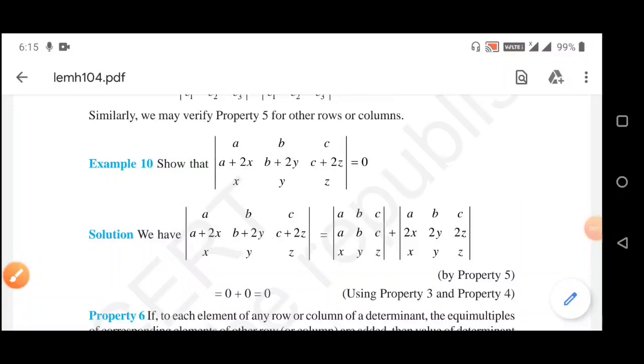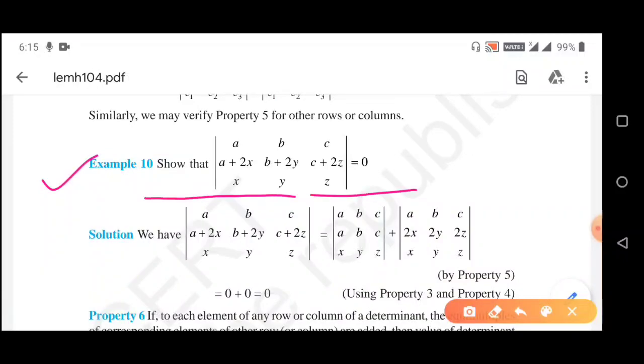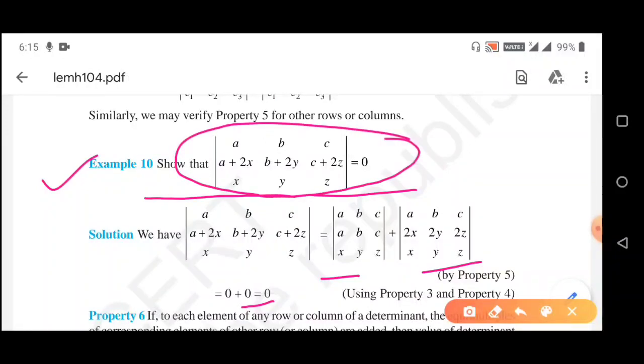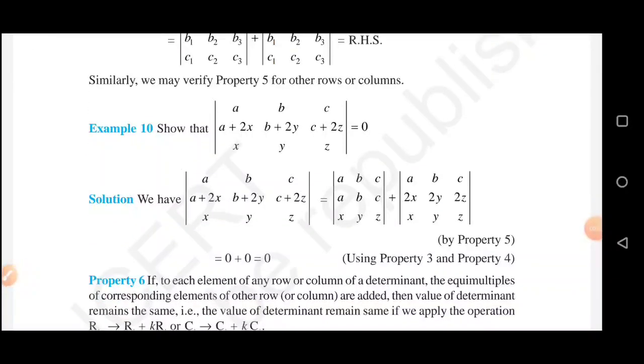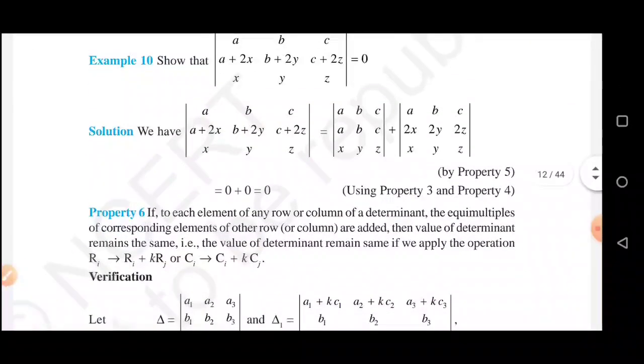Since here we have used the properties, our solution of this question is in 2 steps only. Now think of it, if you want to expand this determinant according to the determinant rule, that means expansion along any row or any column, the solution will be much longer. So these properties are used to make the solutions easier. Now come to property 6.